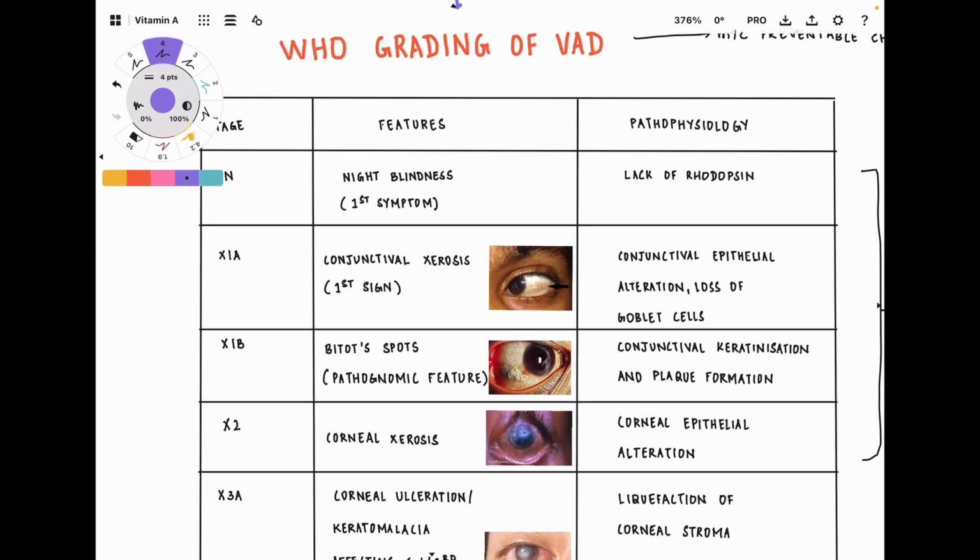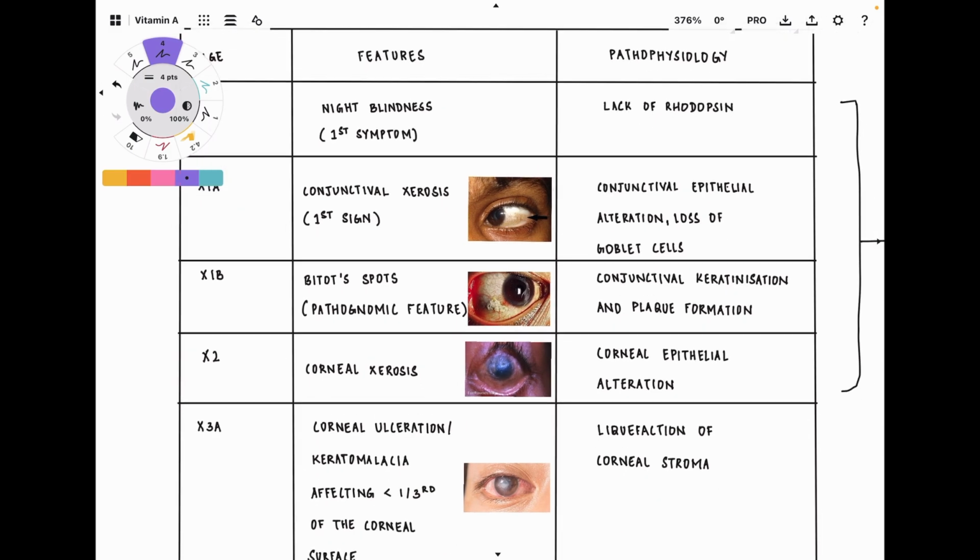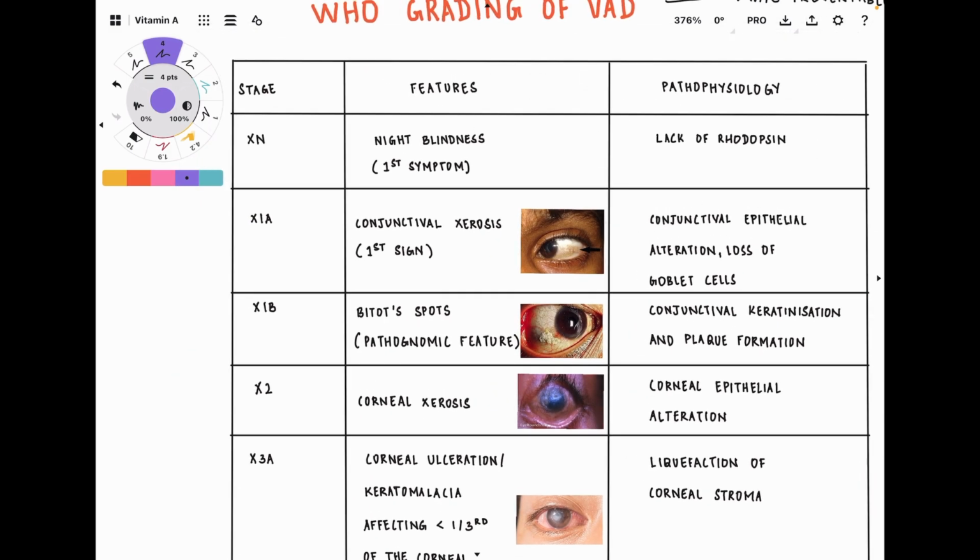Next is in the eyes. The vitamin A deficiency manifestations of the eyes are graded by the World Health Organization. The first stage is XN. The feature of this stage is night blindness. One liner which is important here is that it is the first symptom of vitamin A deficiency in the eyes. The pathophysiology here is the lack of rhodopsin.